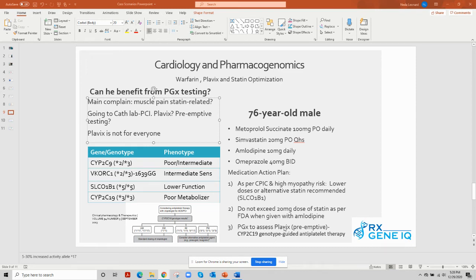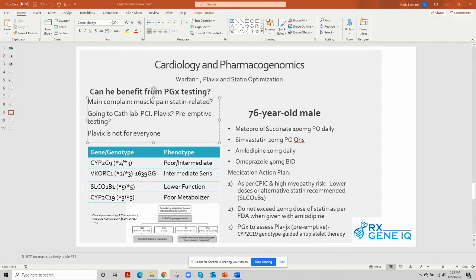Thanks for joining our XGeneIQ short patient scenario regarding optimizing cardiology medications using pharmacogenomics. Cardiology is an extensive area with multiple curated guidelines and annotations for various medications, such as Plavix, Warfarin, and Statin when PGx results are available.